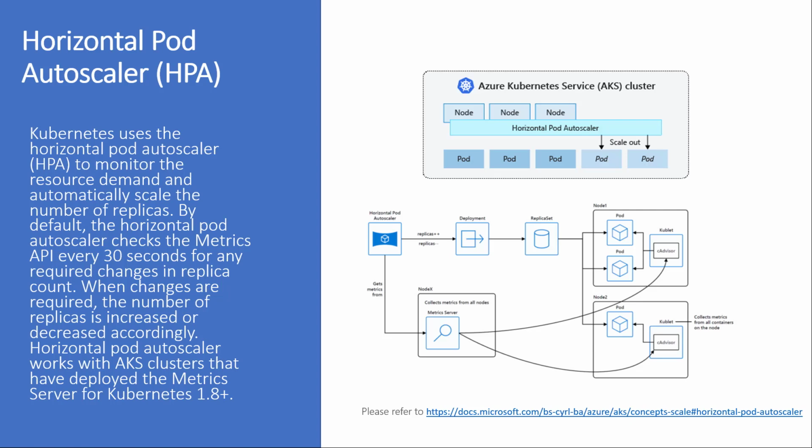I'm not going to read all the details here. This is for you to go through, but pretty much you would be deploying a metric server in your Azure Kubernetes side, and that metric server would be monitoring your Azure Kubernetes services pod utilization every 30 seconds, and if it finds a change, it automatically increases or decreases the number of replicas required for your pod.